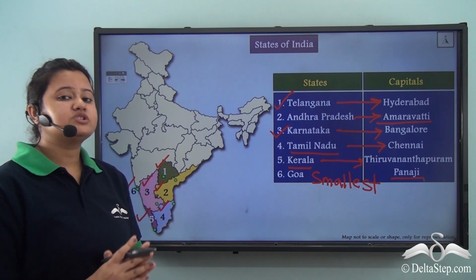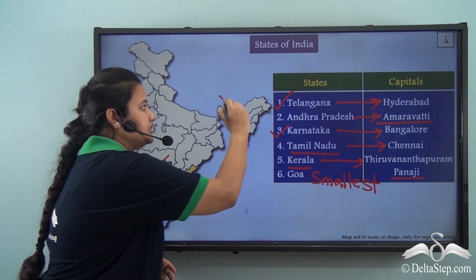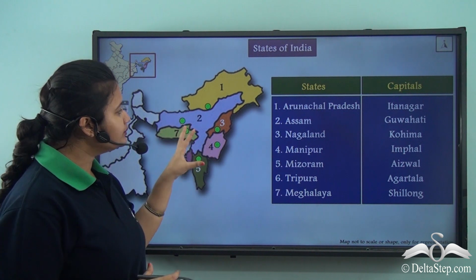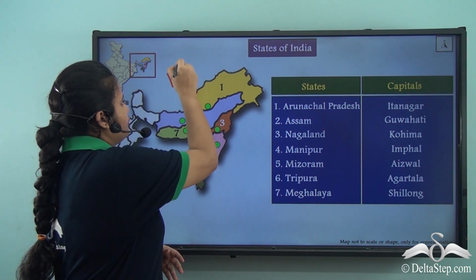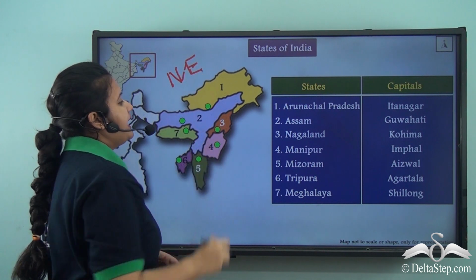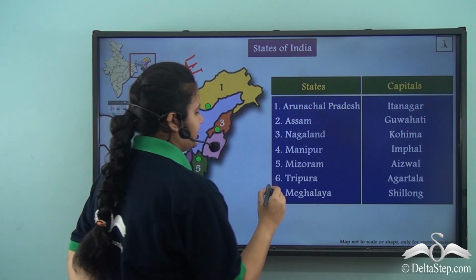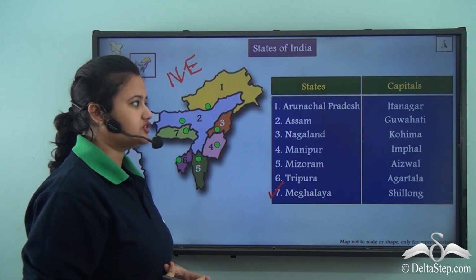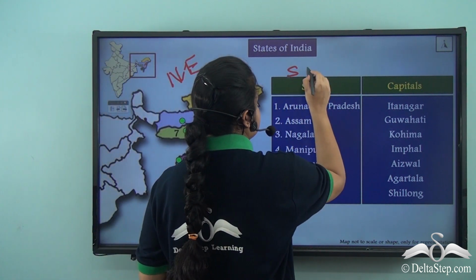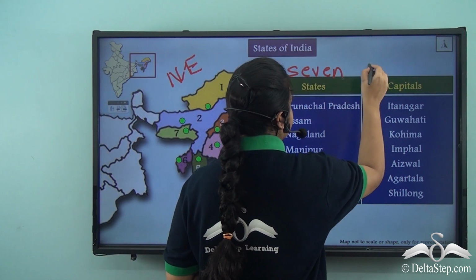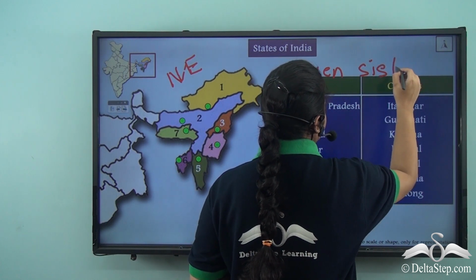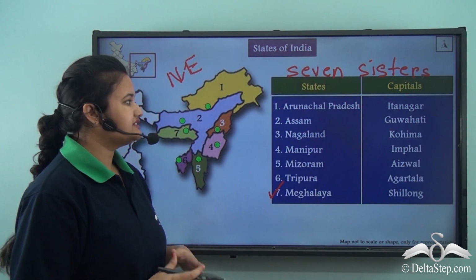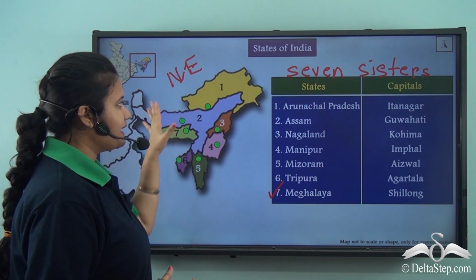Let us now discuss the states that are located in the northeastern part of the country. So here we have the zoomed in map of the northeastern part of India. And here we can find that there are 7 states present in the northeastern part of the country. Together they are known as the 7 sisters. Now let us identify the 7 states in this map of India.